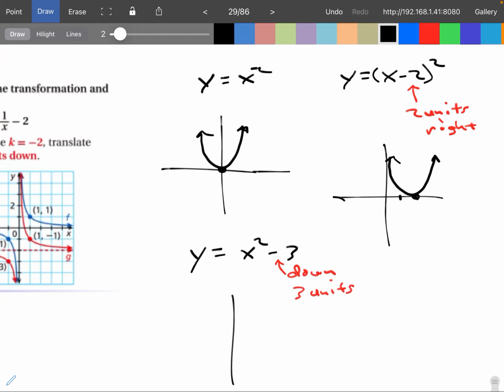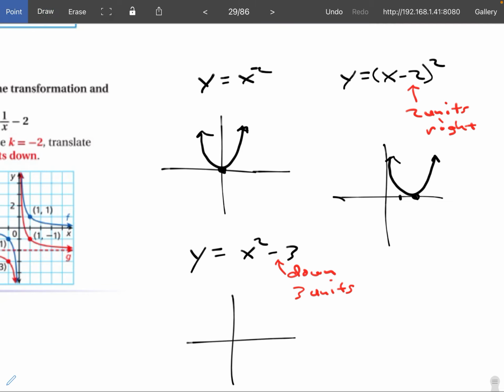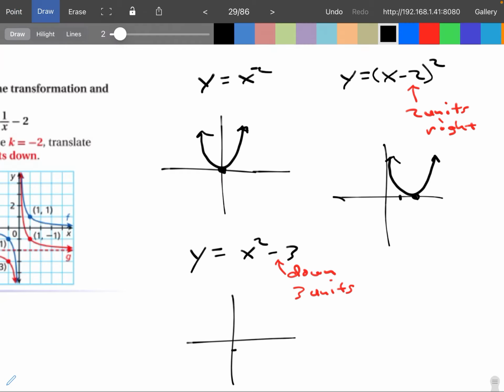So then your graph would look something like, we take this point at 0, 0, and we would move it, so that point right there, and we'd move that down 3. So down 1, down 2, down 3. And now your graph would look something like this. Okay, and that's just a quick review, because we're going to apply that same idea now to our examples with these rational functions.